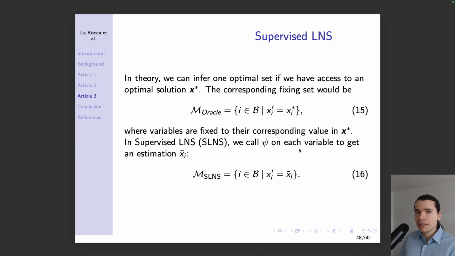In this paper, we try to develop an LNS heuristic that uses a supervised learning model under the hood. In theory, we can infer the best possible matching set if we have access to an optimal solution. So here we would simply fix all the variables in the incumbent that are equal to its value in the optimal solution. We can try to predict that optimal solution with a supervised learning model. So instead of x star, we get x bar, which is the predicted value. And we would fix variables accordingly.